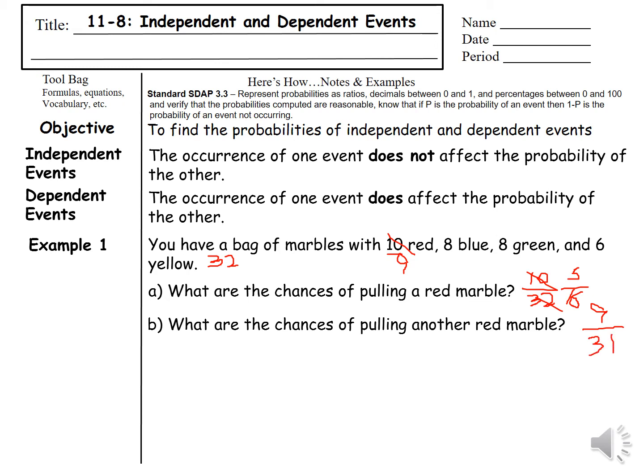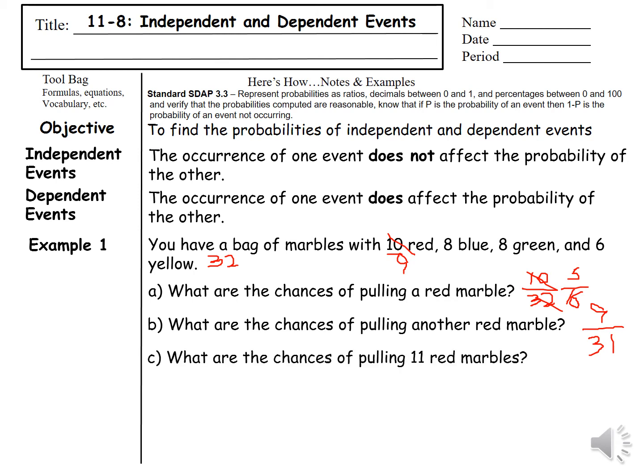So this is the typical example of a dependent event, because you're taking out one marble without replacing it. That means the total number of marbles changes, and also the number of red marbles changes. So this is a typical dependent question. If you're doing a question about taking out marbles, the key point is whether you put it back or not, whether you replace it or not.